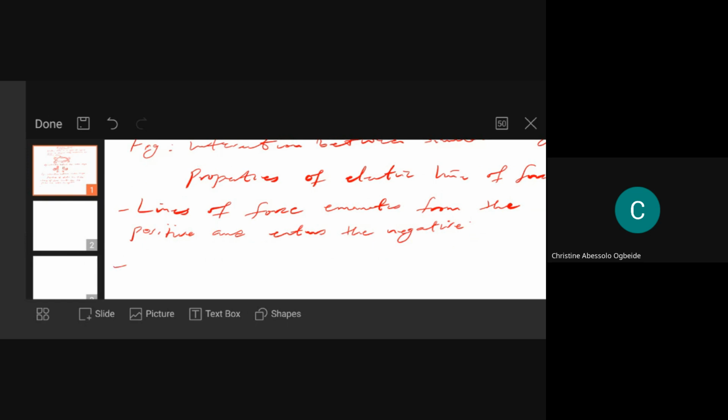The second property is that the lines of force do not intersect or cross each other.